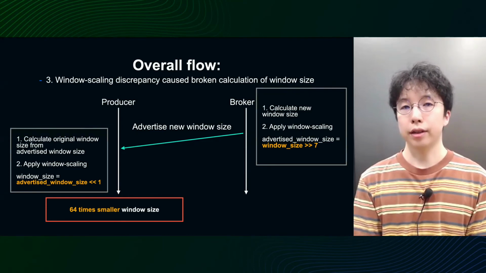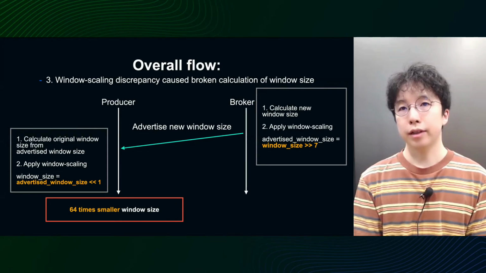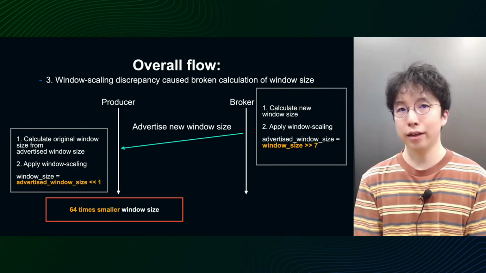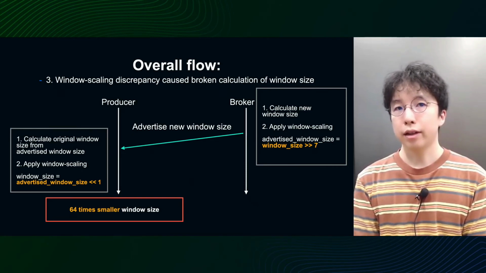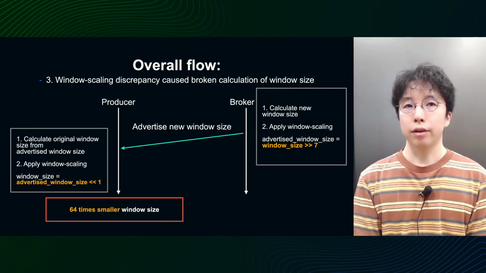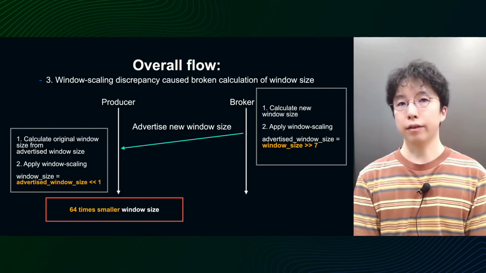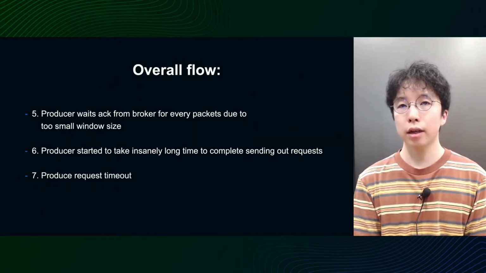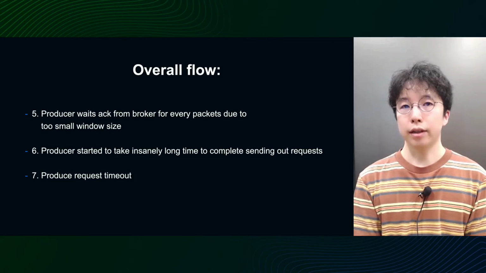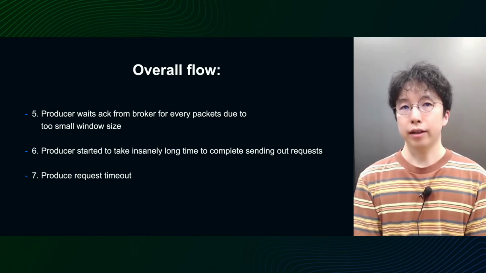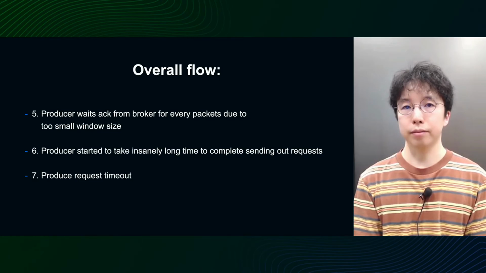What this means is that when the broker advertises a window size to the producer, it assumes that the window scaling factor equals 7, so it divides by 2 to the 7th. On the producer side, on the other hand, the producer assumes that the window scaling factor is 1, so it tries to restore the window size by multiplying by 2 to the 1st. As a result, the window size calculated on the producer side is 1/64 of the original value, which is very small. Due to this too small window size, the producer had to wait for an ACK from the broker every time it sent a packet. As a result, it took a very long time to send a produce request, resulting in a timeout of the produce request, which was the whole story of this incident.